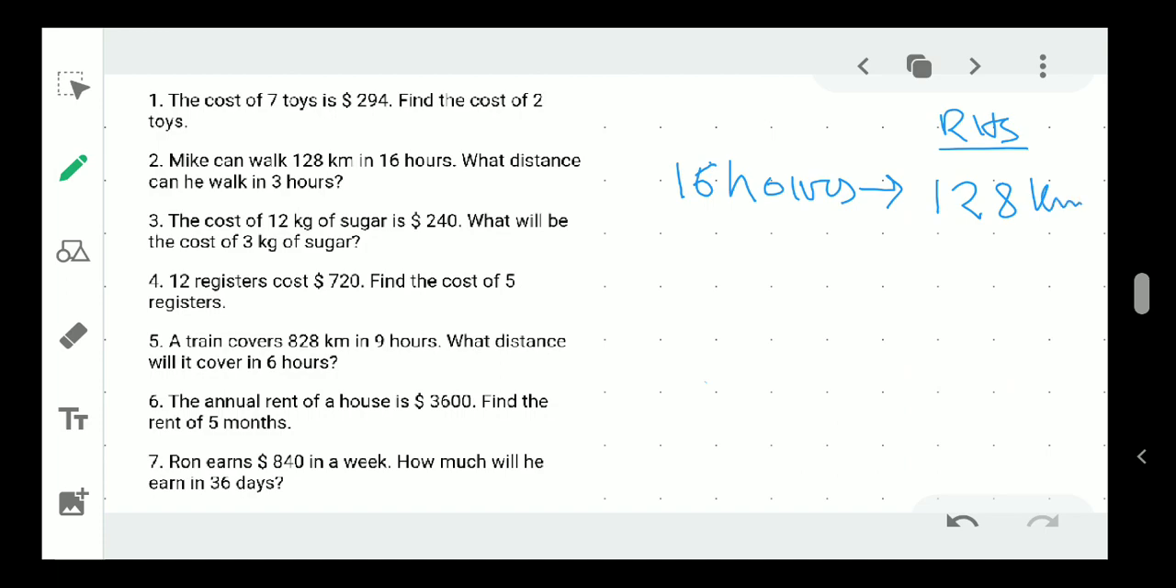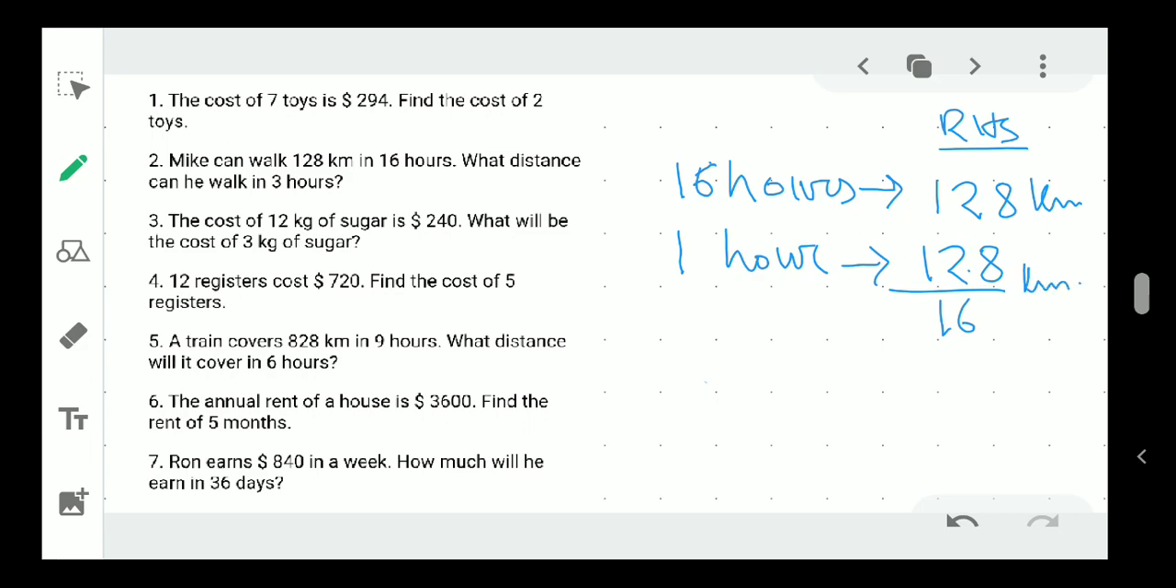So in 1 hour obviously Mike will go less, right? That you can understand. Then for 1 hour Mike will go less, because see, it is very easy to understand. If you walk 4 hours you will go more, but if you go 1 hour you will go less, right? So in 1 hour Mike can go 128 divided by 16, because first we have to divide.